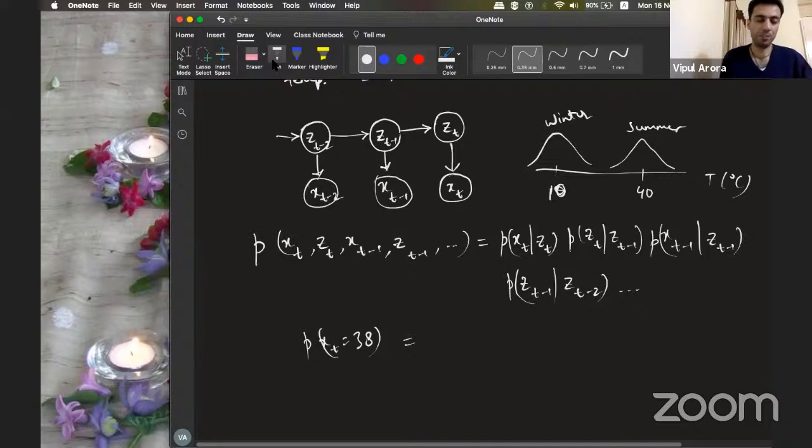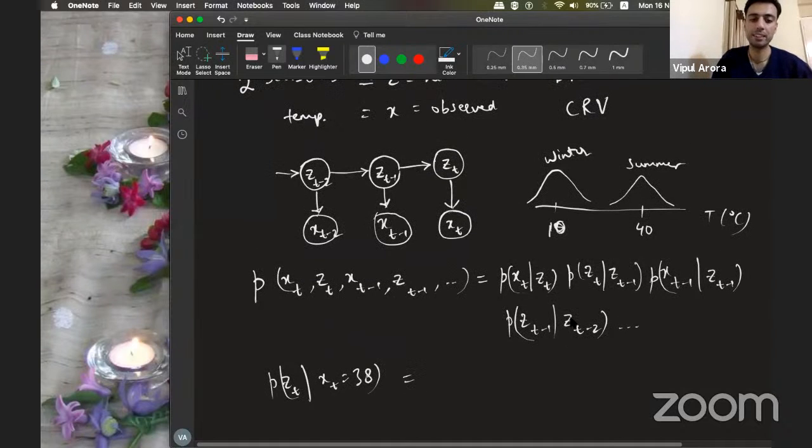If this is given, what is the probability of what weather it is? How will you find it out? If the temperature is 38 degrees Celsius, what season is it? Let's say sigma is 5 in both cases, just an assumption. Can you tell? So how will I compute this?